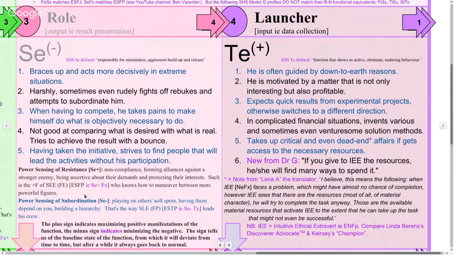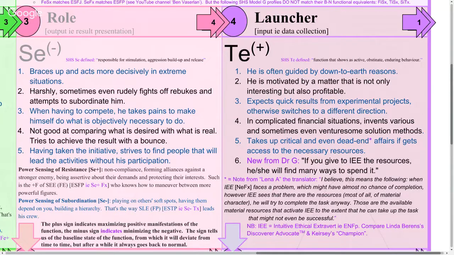As it says here, I'm not going to zoom it in. Power sensing of resistance, SE+: non-compliance, forming alliances against a stronger enemy, being assertive about their demands and protecting their interests. Such is the power sensing of ESFP, who knows how to maneuver between more powerful figures. SE minus, power sensing of subordination: playing on other soft spots, having them depend on you, building a hierarchy. This is the way ESTP leads his crew.